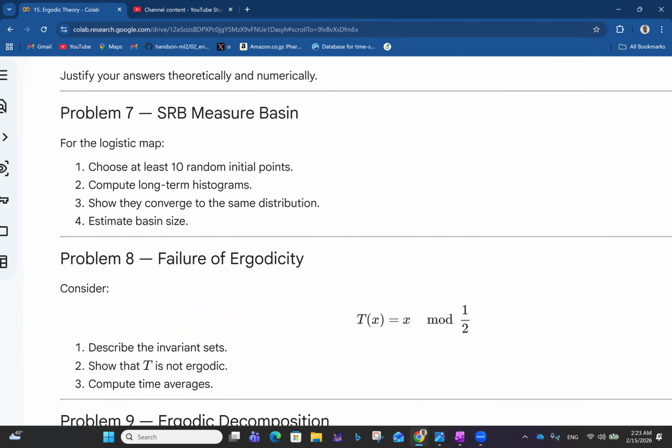So then we have SRB measure. For the logistic map, choose at least 10 random initial points, compute long-term histograms, show they converge to the same distribution, estimate basin size. And then we have failure of ergodicity. Consider T of x equals x mod half. Describe the invariant set. Show that T is not ergodic and compute time averages.